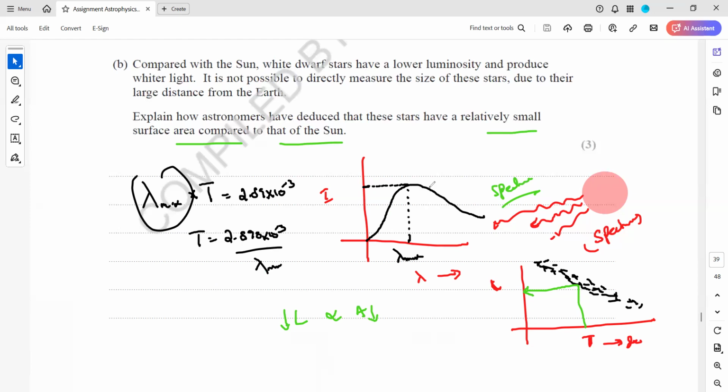So using lambda max, we determine the temperature, and then using the HR diagram, the Hertzsprung-Russell diagram, we determine the luminosity, and the star will have a lower luminosity than the Sun. So it means that it will also have a very small size. Is it clear?